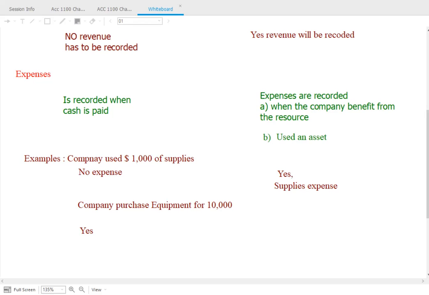Under the accrual base, this is not an expense. Why? Because now when I purchase the equipment, I did not benefit from it yet. Maybe by the end of the month or maybe by the end of the year, I'm going to record that as an expense. But now it is a brand new equipment. I didn't use it yet. So no, it is not an expense. It will be an expense when I use the asset.